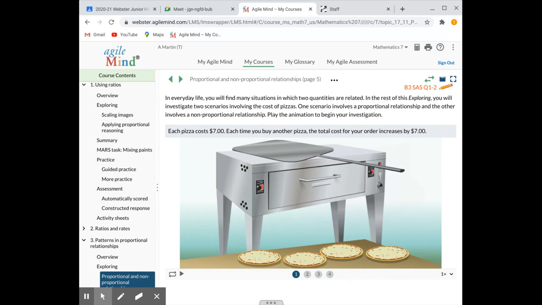Each pizza costs $7. Each time you buy another pizza, the total cost for your order increases by $7. So, knowing that, is there a constant rate for the cost of pizza? Yes, $7. Good job. So no matter how many pizzas we buy, each one costs $7. If we buy one pizza, that would be $7. If we buy two, it would be $14. If you buy three, it's $21.